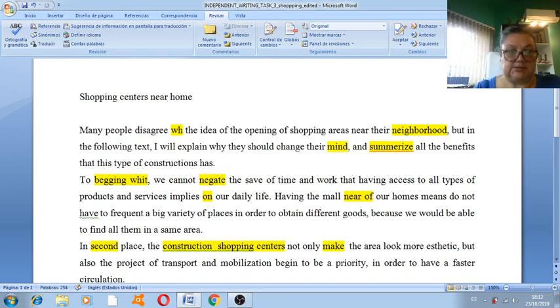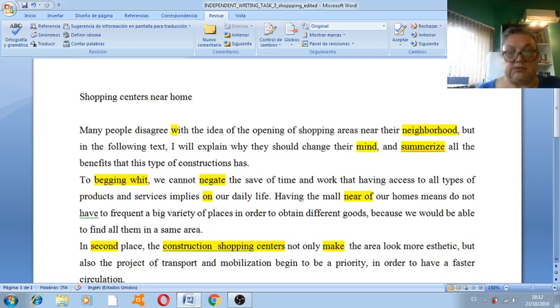I have kept insisting that you should remove these spelling mistakes from your writing because they get really entrenched otherwise if you don't do it. Okay, "many people disagree with the idea of the opening of shopping areas near their neighborhood." From the logical perspective, it's always best to keep the same type of number. That is, for example, if you talk about people in the plural and then you refer to their neighborhood, well, in this case, then we should use an S so that everything remains in the plural.